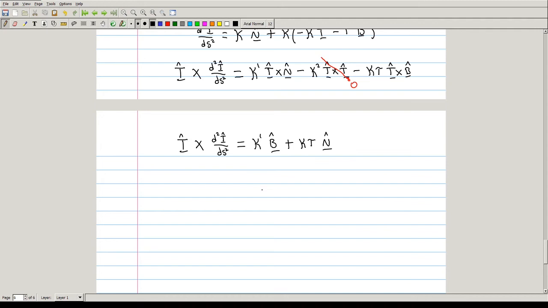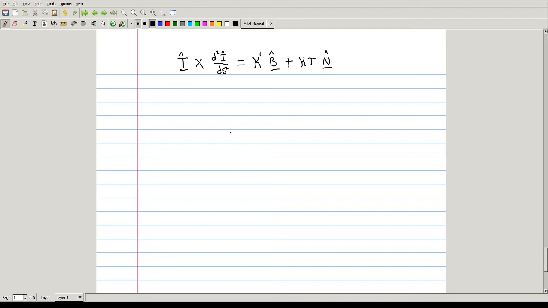So if in my last step here, I take the dot product of this entire expression with n hat, I will end up getting kappa prime, n hat dot product with b hat, plus kappa tau n hat dot product with n hat. And n hat dot with b hat goes to 0 because the dot product is 0 and n hat is a unit normal vector, so this goes to 1.